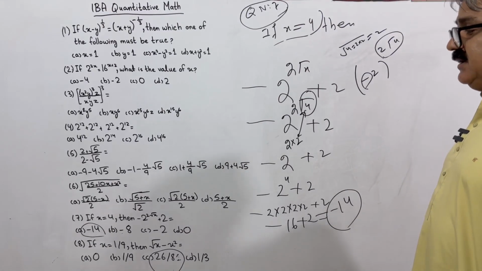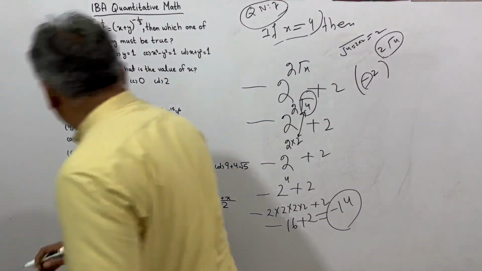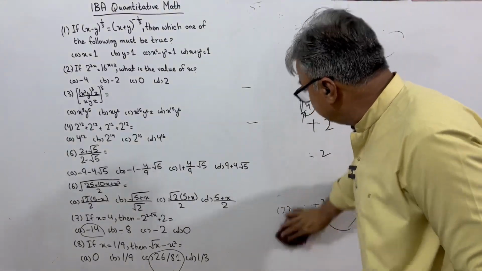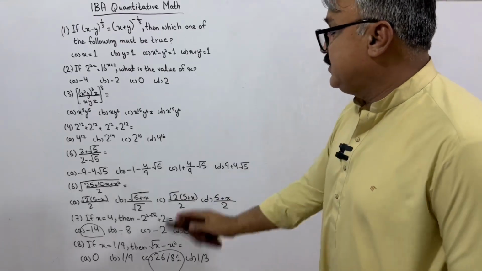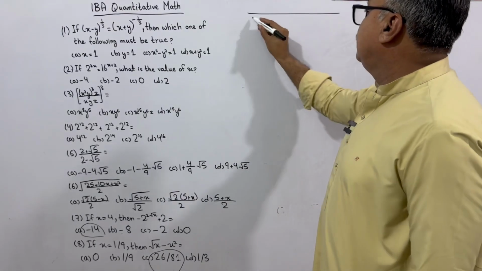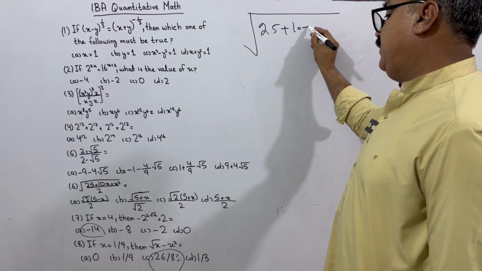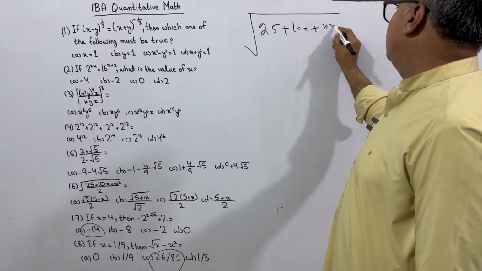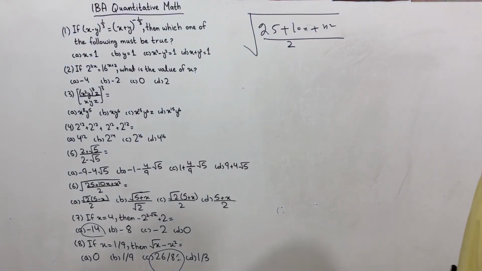Moving towards question number 6. Okay, let me take it myself. Question number 6. I have the square root of 25 plus 10x plus x squared, divided by 2.